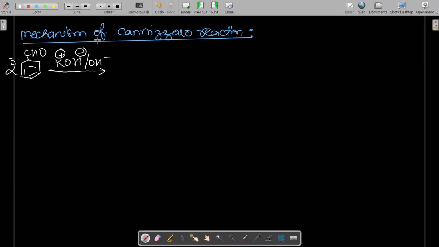So now we'll discuss the mechanism. What is the mechanism of the Cannizzaro reaction? We can take one example, that is benzaldehyde. Let's see the mechanism of how this benzaldehyde, having no alpha hydrogen, forms an acid product as well as an alcoholic product. So now what is the mechanism?